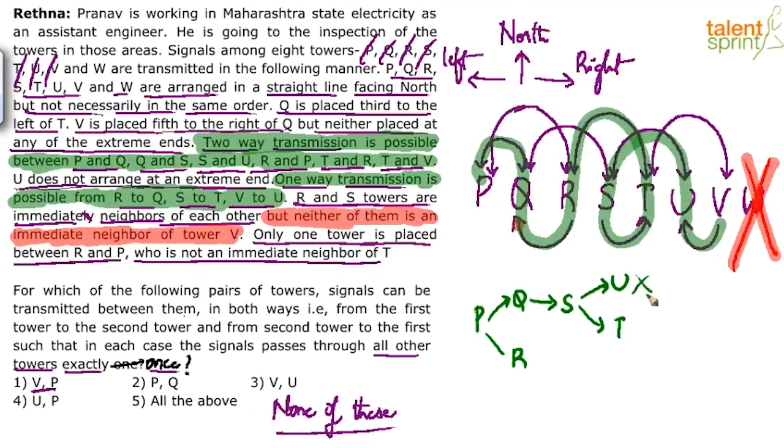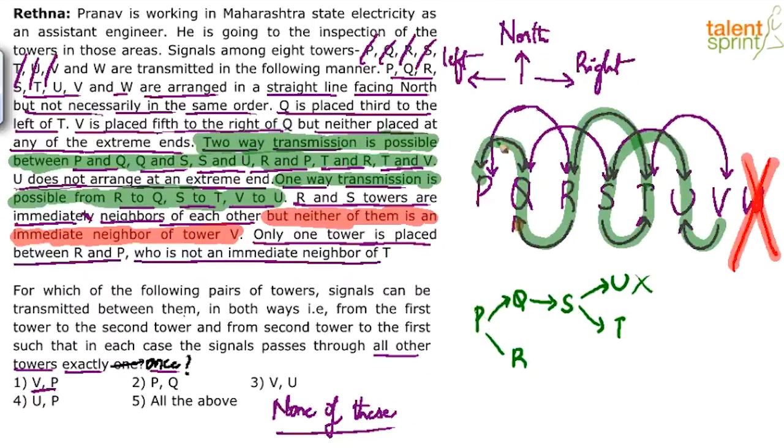See, after U I cannot proceed because U has no outgoing signal. You're able to follow? U does not have an outgoing signal at all. U has only inputs. Yes or no? You can only take signals. You cannot give signals. And the fact that you cannot give signals, from U I will not be able to reach V. So that path is closed.